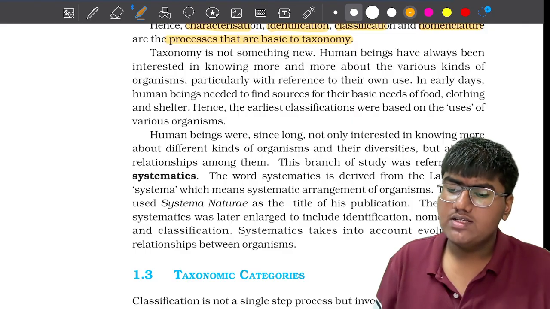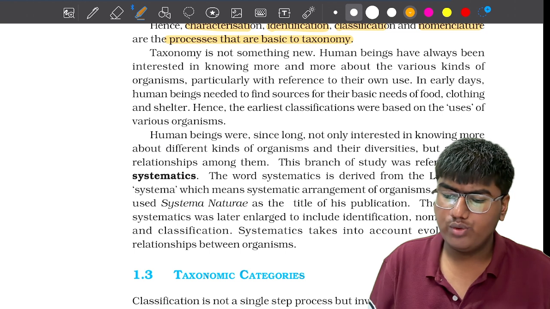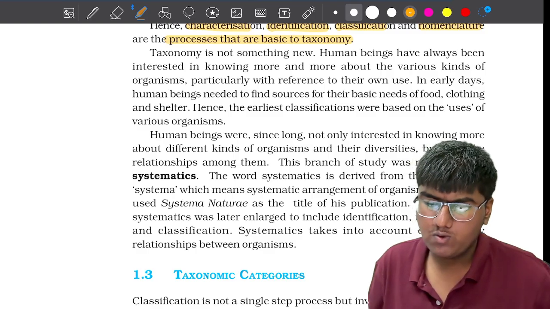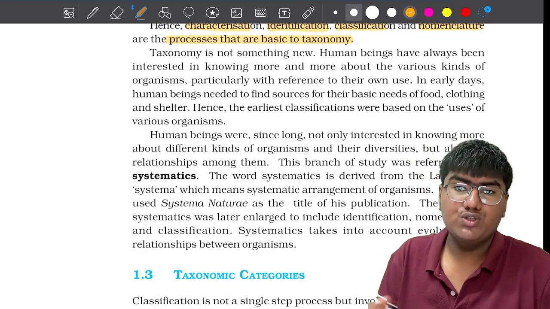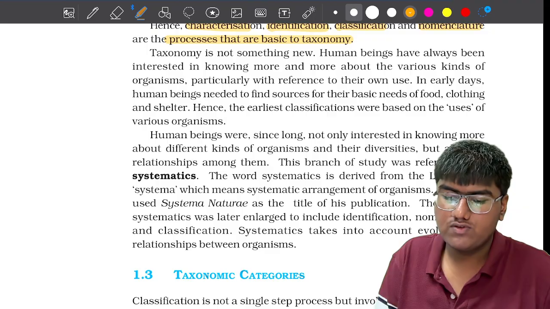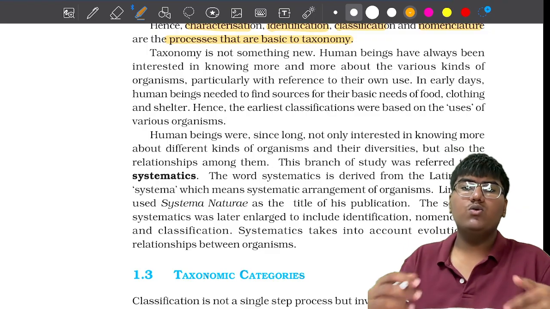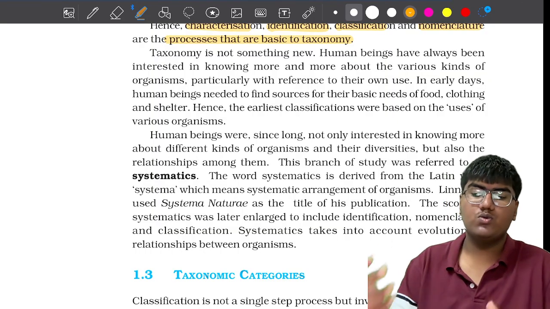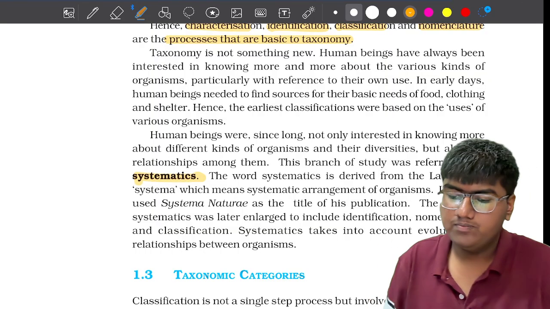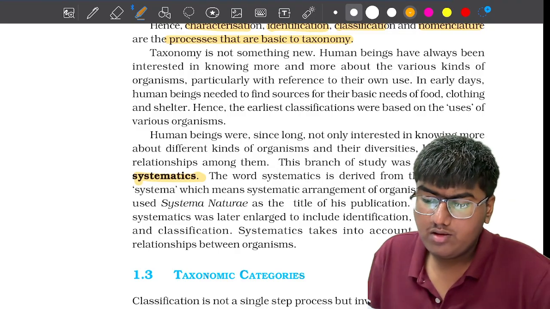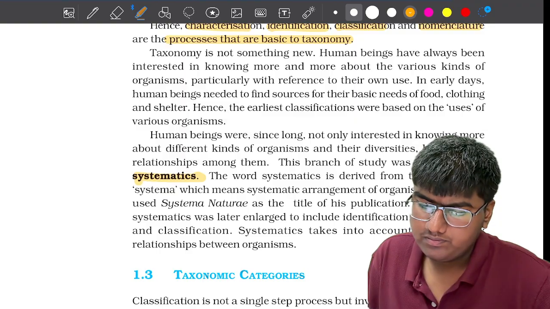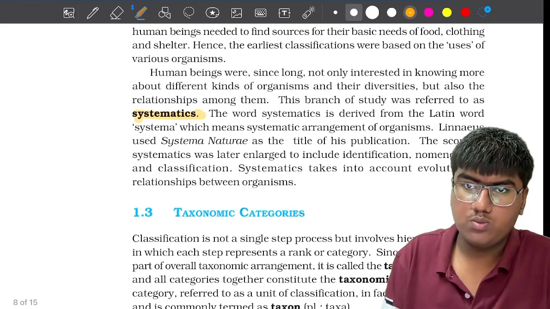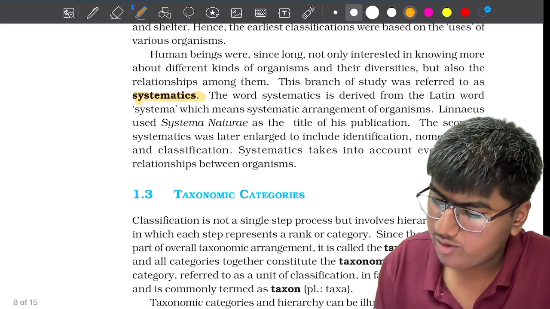Human beings were since long interested not only in knowing about different kinds of organisms and their diversity, but also the relationship among the organisms. This branch of study is called systematics. So we were also interested in knowing how two organisms are related. That is nothing but systematics. The word systematics is derived from the Latin word systema. So this is one more word from Latin.